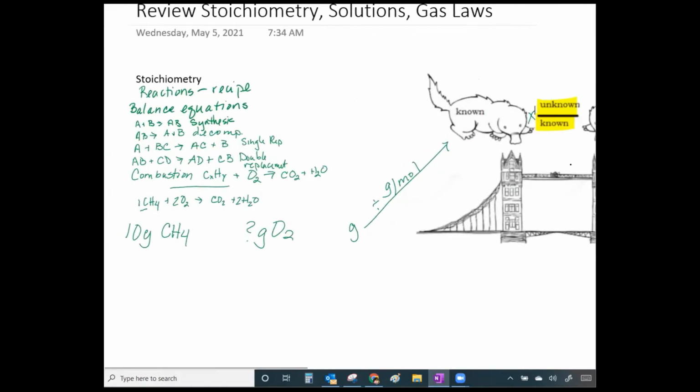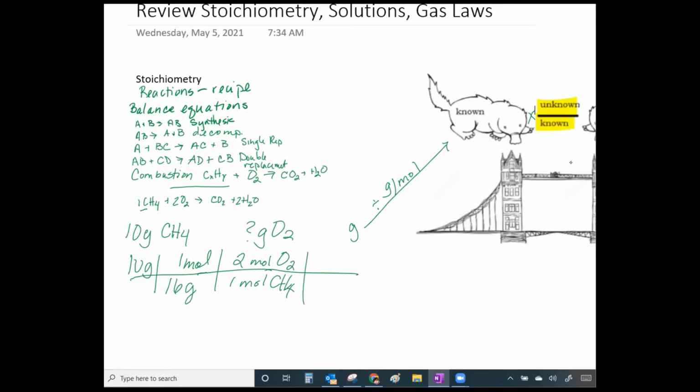Okay, so we would take 10 grams. The molar mass of methane is 16. There is one methane molecule that is needed for every 2 moles of oxygen. And the molar mass of oxygen is 32 grams because there's 2 oxygens, each one 16. And that would be how we calculate that.